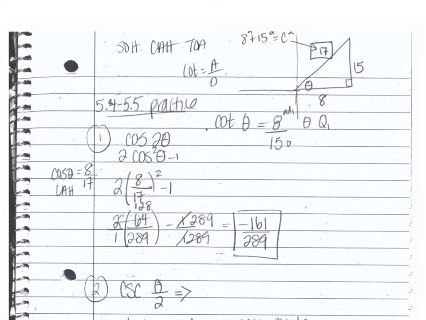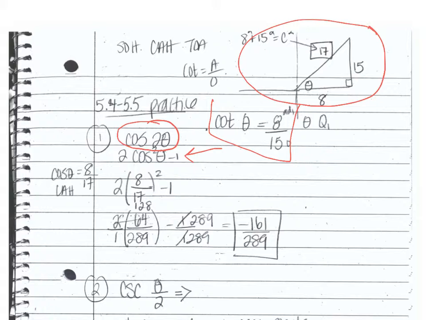So if the formula says cos 2 theta, that means we're using the double angle formula. So we pick one of the equations. But first we need to create a triangle. 90% of the time, that's what you need to do to start. So they tell us that cotan is 8 over 15 in quadrant 1.